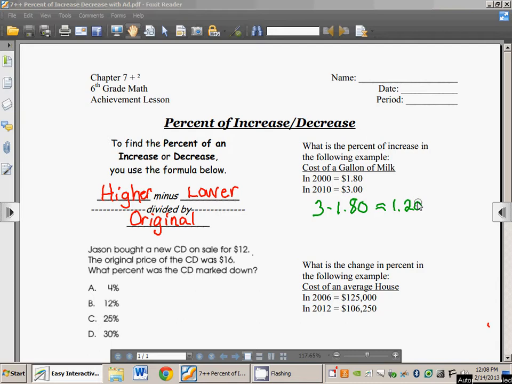We haven't done a percent yet because we have not divided by the original price yet. And once we divide by the original price, think of origin. Like, where did you come from? Where are your ancestors from? Origin is, where did the price start? Did it start at $3 or did it start at $1.80? It started at $1.80 and then it went up. So what's the number we're going to divide by? We're dividing by $1.80. So we can change this to a percent. The amount it went up divided by the amount it started.